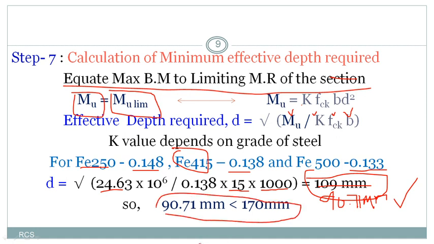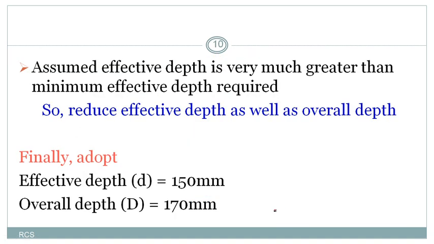So we are safe. But if you see, our 90.71 and the assumed value of 170 mm is very much greater than the minimum depth required. So providing this much effective depth, I think, is not economical. So we have to reduce that effective depth to some value. The assumed effective depth is very much greater than the minimum effective depth required to resist the maximum bending moment.